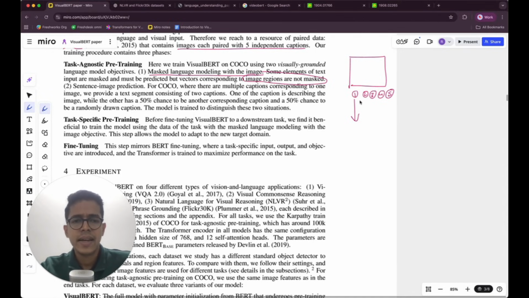So then the second caption might be picked from either of these four or from the caption of another image. So these five captions are corresponding to image B. These five captions are corresponding to image A.